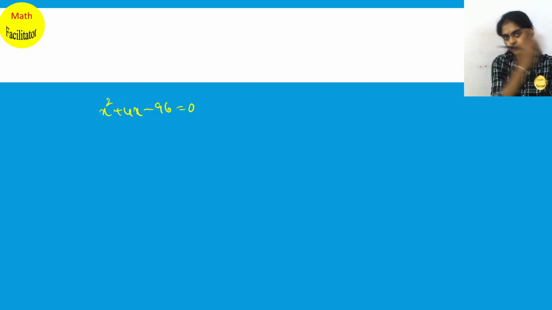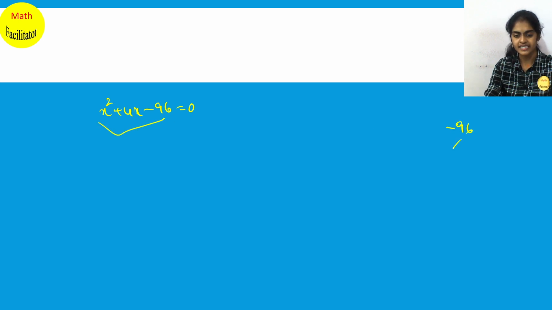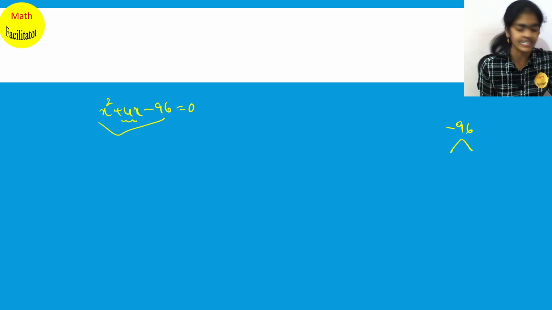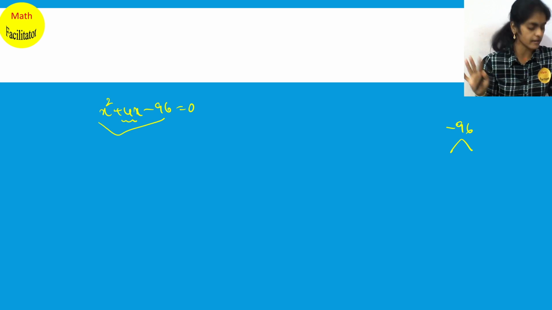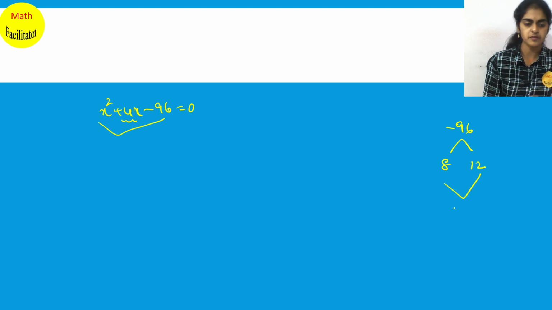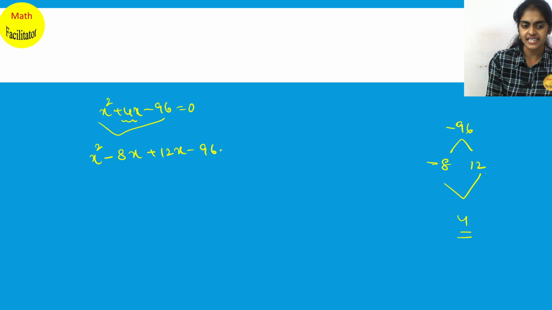96 I am transposing to LHS. Now 1 into minus 96, you will get minus 96, and I want factors of minus 96. Here you can see my middle term is again a very small number, which means my factors have to be bigger. So I can take 8 12s are 96, and the 8 and 12 combination will give you 4 if you are subtracting. But you need positive 4, so I am taking minus 8 plus 12. 12 minus 8 is plus 4, the middle term is 4, and 12 into minus 8 is minus 96. So this is x square minus 8x plus 12x minus 96 is 0.